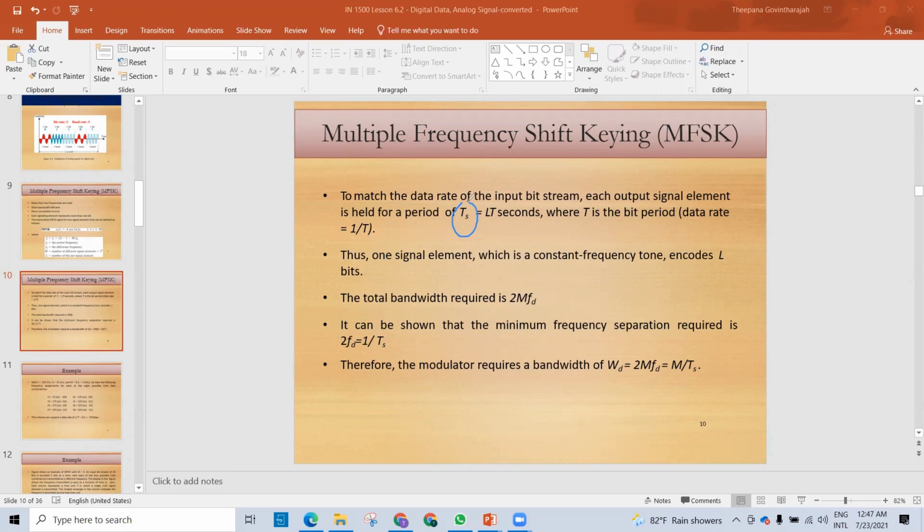L means how many bits are transmitted in one signal, and T means the time required for one bit transmission. Bit period is T. So LT is equal to TS. For example, for one bit, 10 milliseconds is needed. And if we are transferring 2 bits using one signal element, then TS will be 20 milliseconds.